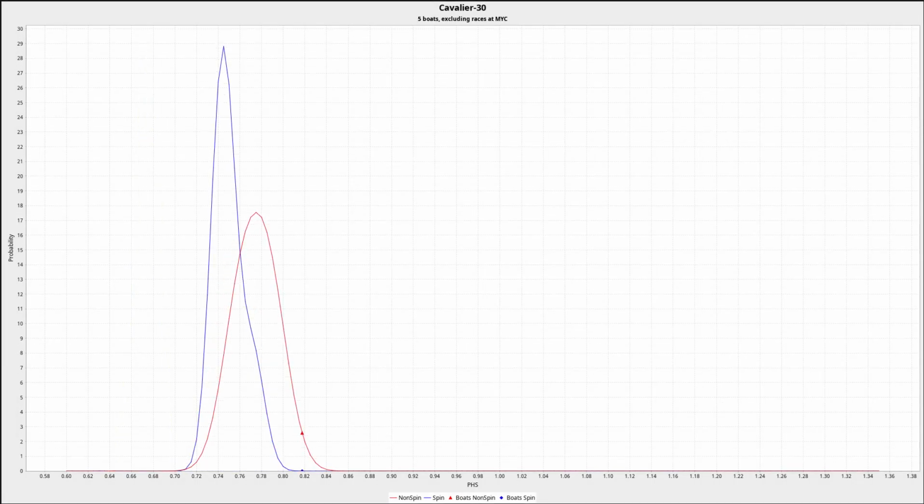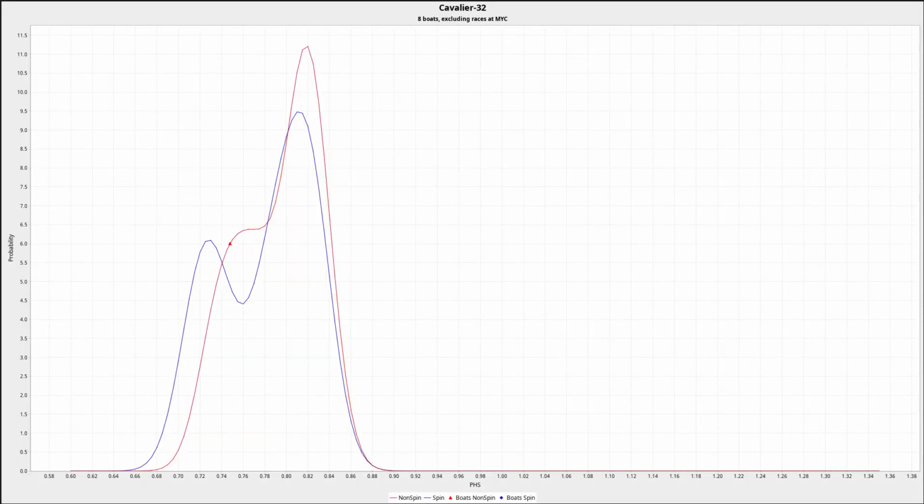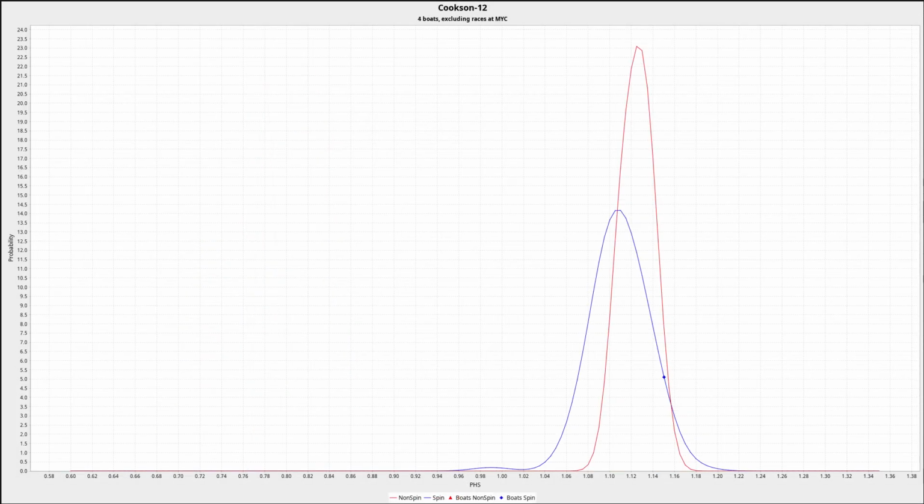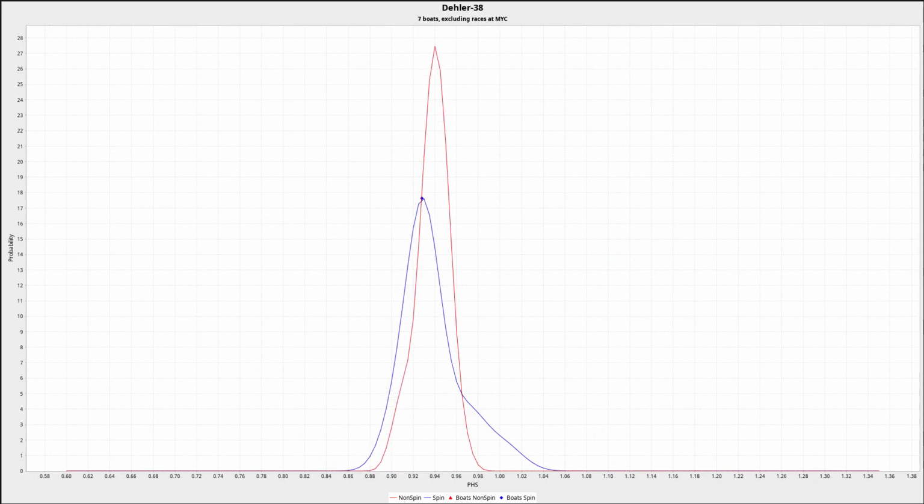309, Cavalier 30, Cavalier 32, Cuppa 750, Cookson 12. So this is Canricky. We're obviously being nastier to her than the 4 other Cookson 12 clubs, and weirdly enough, their non-spinnaker handicap is worse than their spinnaker handicap. Go figure. It's not MYC handicaps, that's the other clubs around the harbour, using Celsius.